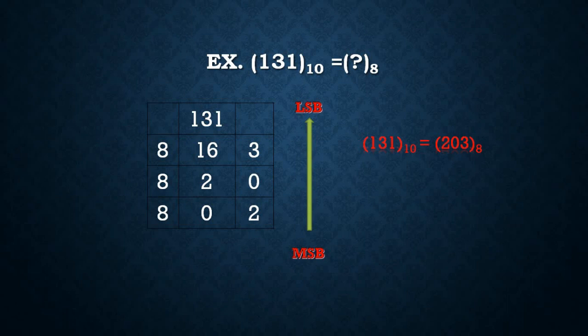So again we write the result from bottom to top. So the result becomes 203 to the base 8. Right now we have converted the integral decimal number into the octal number. Right now we focus on the fractional decimal number and how to convert it into the octal number system.